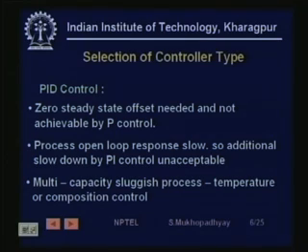So typically for multi-capacity processes where you have to control temperature or composition, that is why you use PID control, because in any case you don't want to lose out too much on the transient response to gain the advantage in the steady state response of zero steady state error. So these are broad thumb rules of selecting PI or PID controls.